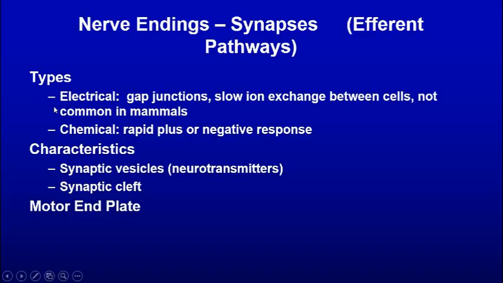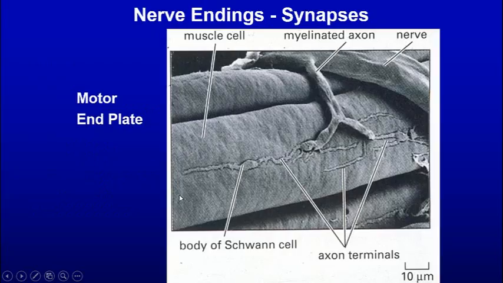Electrical ones, you have gap junctions, you have ion exchange channels, and then you have chemical ones, rapid, positive or negative responses. And the characteristic of synaptic vesicles, you got neurotransmitters there. You have a cleft, a motor end plate. This is what we're going to see. So here's a motor end plate in through there.